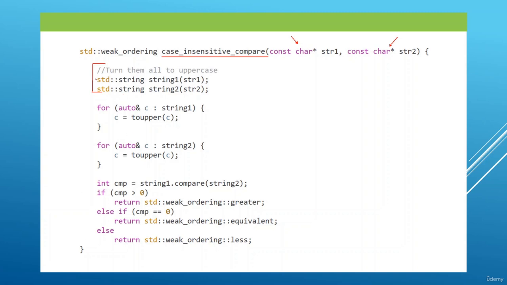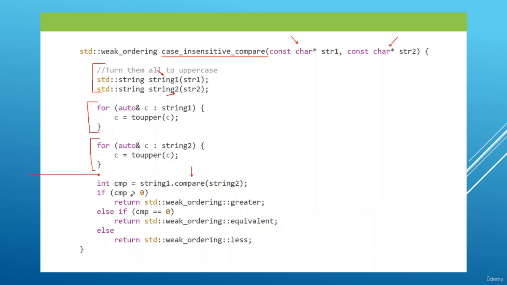And after we have copies of these C strings in these string objects, we're going to loop around each one, turning each character into uppercase using the toupper function that we have in the C++ standard library. We're going to do this on the first string. We're going to do this on the second string. And at this point, we will have uppercase data stored in these two strings. Now we're going to compare them using the compare method we have on the string class. We're going to say string1 compare to string2.